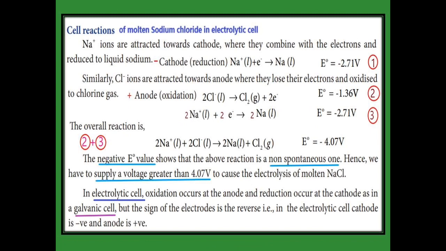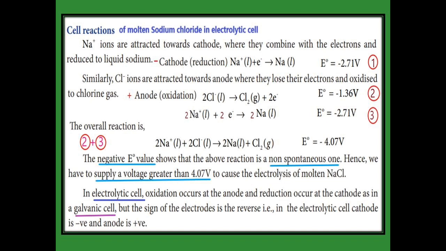Let us see the cell reaction of molten sodium chloride in the electrolytic cell. Sodium chloride splits into Na plus and Cl minus. Na plus has a positive character, so it goes to the cathode, because the cathode has a negative character. So the negative electrode gives the electron, and the Na plus gains one electron and becomes sodium. See the first equation. Here the E naught value we get is minus 2.71 volt, from the voltmeter.